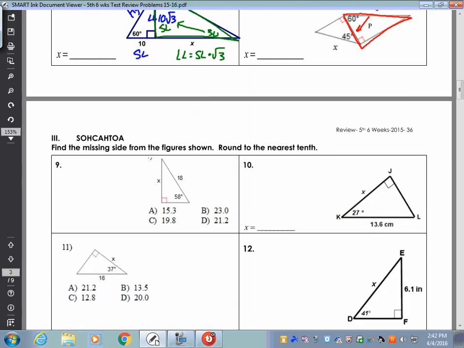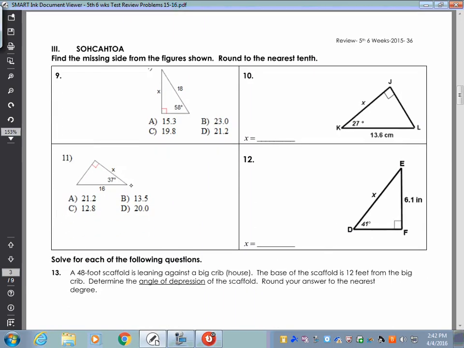All right, and then the next section you have is SOH CAH TOA. You'll be using trig. So the steps are all going to remain the same. Circle the angle. Label the parts in relationship to the angle. X would be opposite. 18 is the hypotenuse. Figure out what trig function that is. Opposite and hypotenuse is sine. Write sine of the angle, which is 58, equals opposite X over hypotenuse 18.